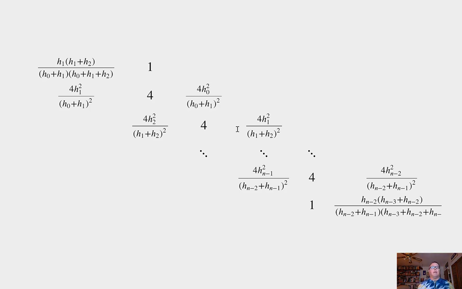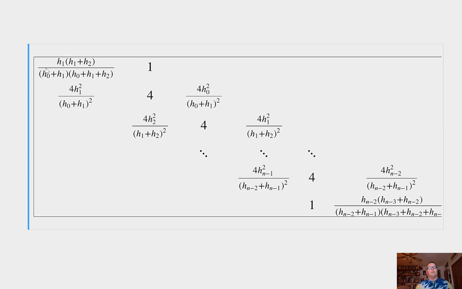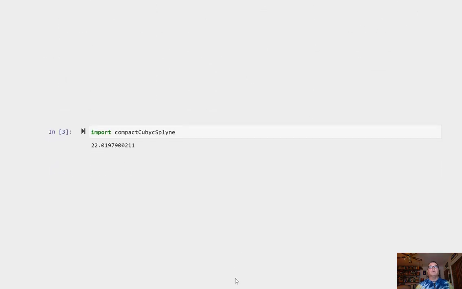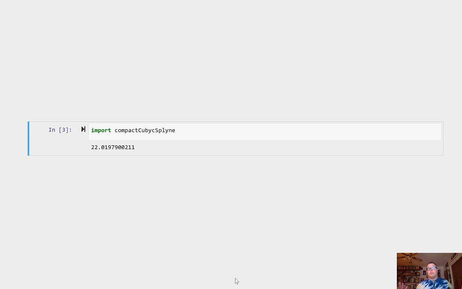And you can see that it looks rather like the ordinary Padé scheme for compact finite differences, and it looks rather like the cubic spline equations. We've got these fours down the diagonal. But I draw your attention to the fact that the terms at the top and the bottom are different. So what I've got here is code, compact cubic spline, and it's just reporting an error coefficient there.